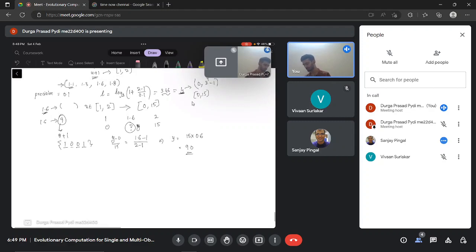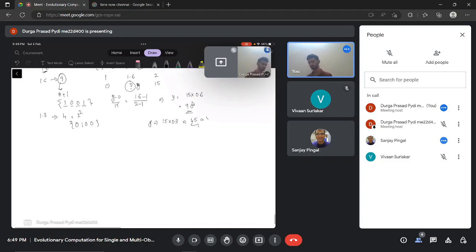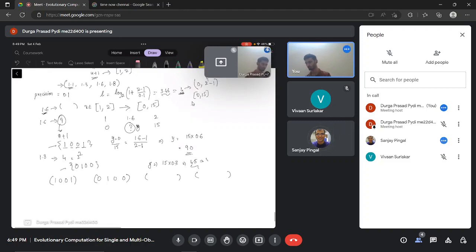Let's consider another number, say 1.3. 1.3 will get mapped to 15 into 0.3. It's 4.5. Okay, great. We'll just round it off to 4. If it gets mapped to 4, that is essentially 2 square. You have 0, 1, 0, 0. I think we are running out of time, so we'll just quickly see. If these are two of my solutions, I have 1, 0, 0, 1 and 0, 1, 0, 0, and there are two other solutions. Similarly, you will get the other two for 1.1 and 1.8.